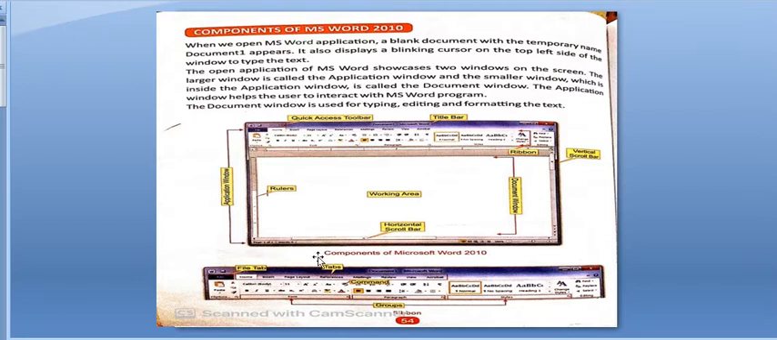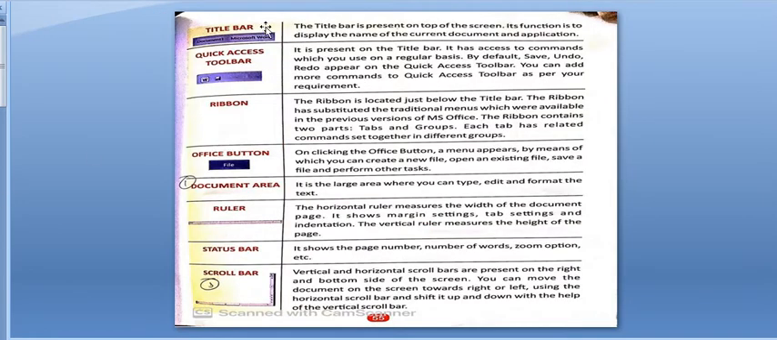Now, see the components of Microsoft Word 2010. See Microsoft Window Rulers, Quick Access Toolbar, Title Bar, Ribbon, and all these File tab, tabs, commands and groups. Now we are going to study these in detail.